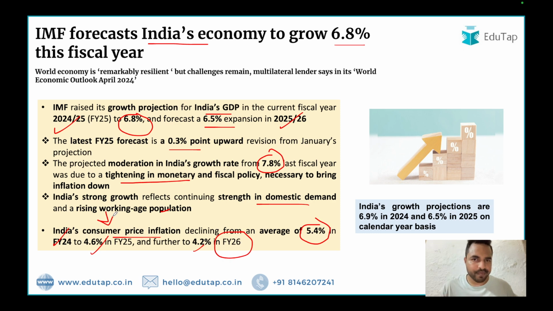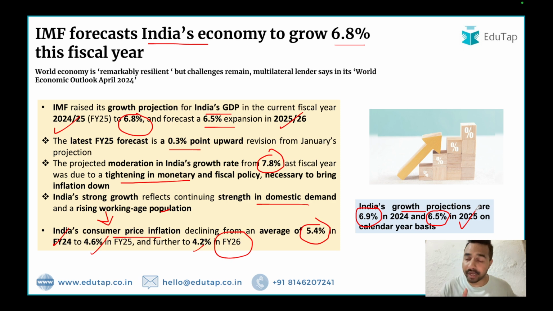Now as I told you, the World Economic Outlook provides India's GDP growth forecast on the fiscal year basis. But let me tell you that it also gives us the data on the calendar year basis. And on the calendar year basis, India's growth projections will be 6.9% in 2024 and 6.5% in 2025. So guys, here I have mentioned all the important data. There is no requirement for you to make any kind of notes. You are just required to see and listen to whatever data I am telling you here.